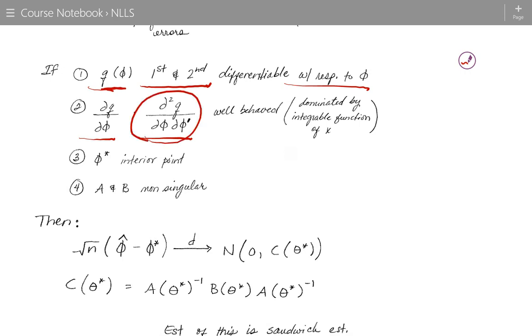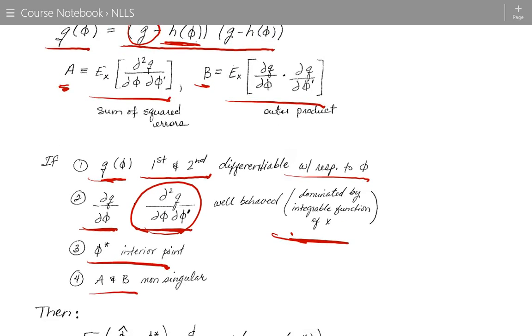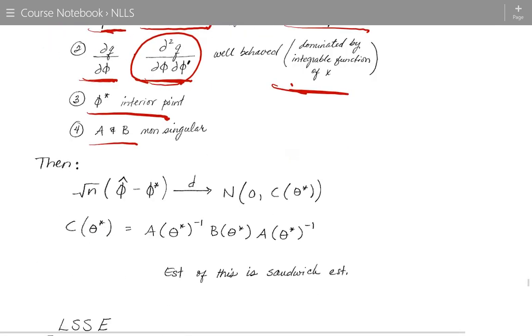You can also say that this one does not fly out of whack as n goes to infinity, but really here we're just talking about both of these being well behaved in terms of being dominated by an integrable function of x. Our theta star is an interior point of the parameter space, and the A and B, as I defined above, are non-singular, so they don't degenerate into something like a zero. You could think of them as nice matrices.